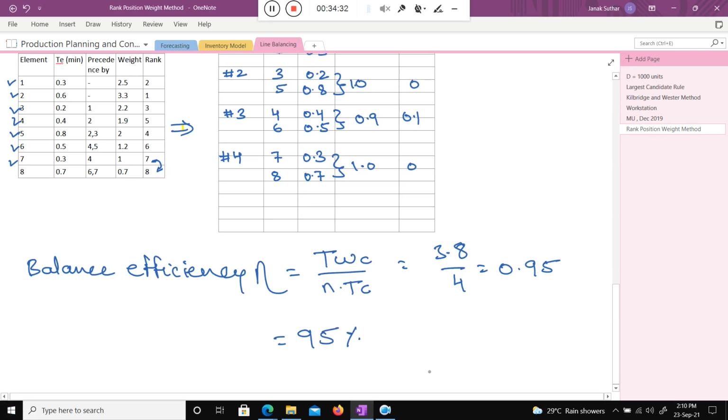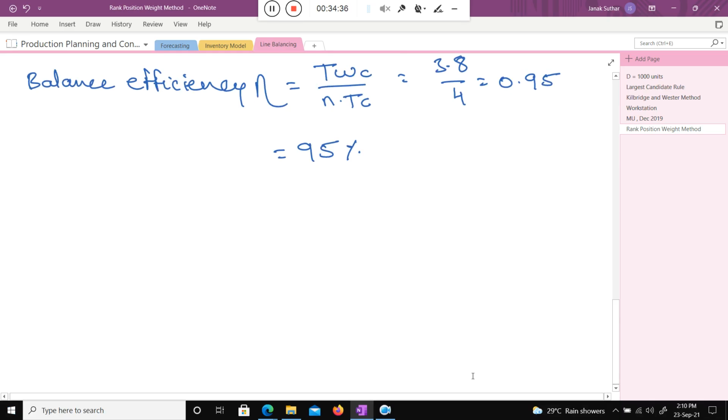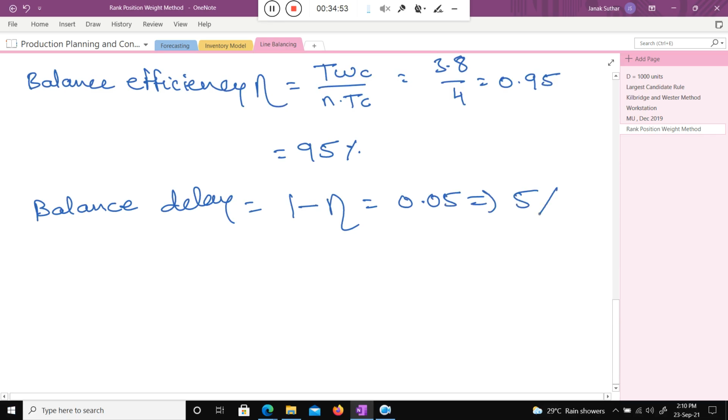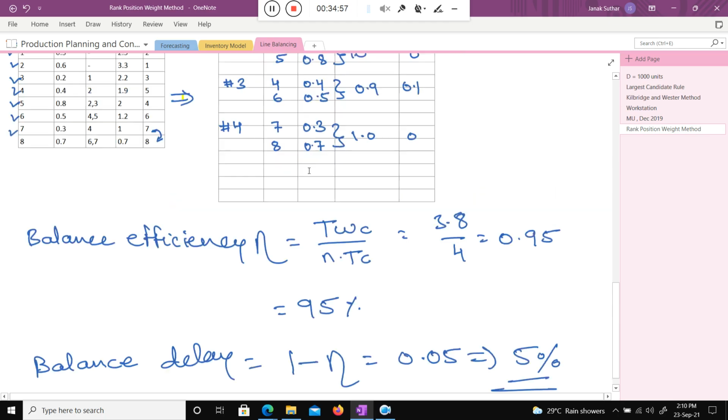What is the balance delay? It is 1 minus balance efficiency, meaning the part not utilized. So the balance delay is 0.05, or in percentage 5%. It is not utilized. So now we solved the entire numerical.